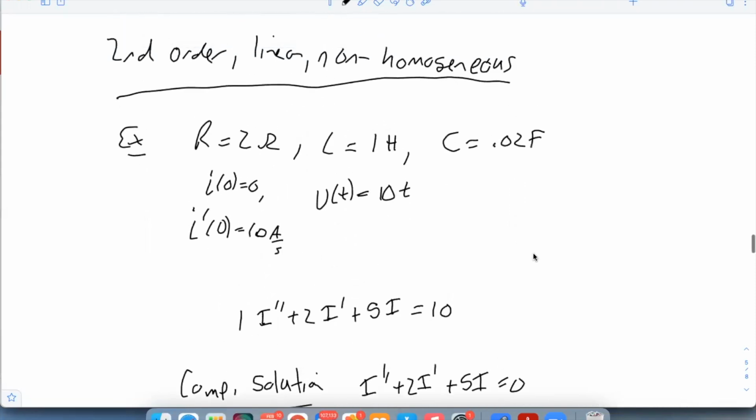Actually, I think that might be a typo there. Yeah, I'm sorry about this. That should be 0.2. My capacitance is 1/5.